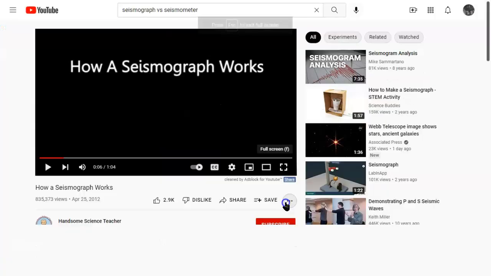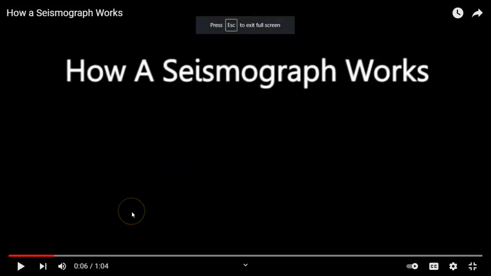We're going to take a look at a video that talks about seismographs and seismograms, and specifically how a seismograph works and how it's different from a seismogram.